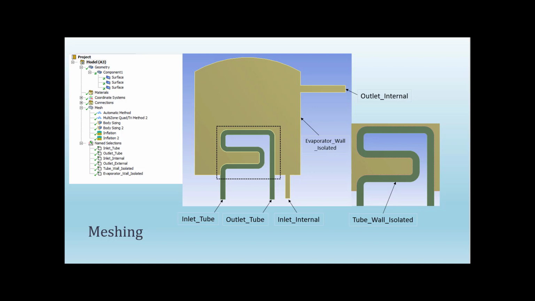Also, different named selections were prescribed. We have an inlet and an outlet into the coil. We also have an inlet and an outlet into the external part. We have the walls of the evaporator that are isolated. We have this wall here, which is the one where the heat transfer process is going to be performed, and this wall here is going to be isolated.